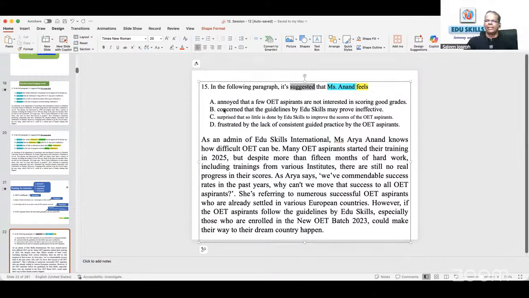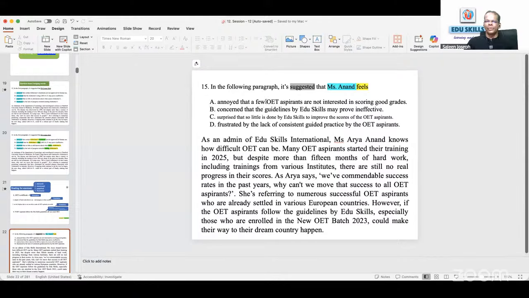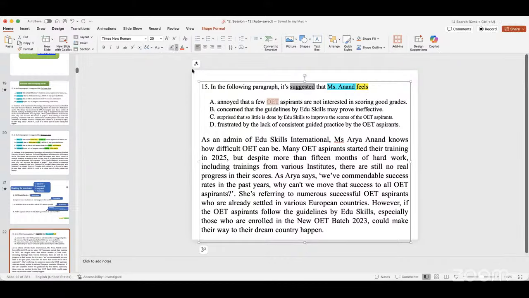Now, annoyed that a few OET aspirants are not interested in scoring good grades. What is the subject? OET aspirants. Yeah.